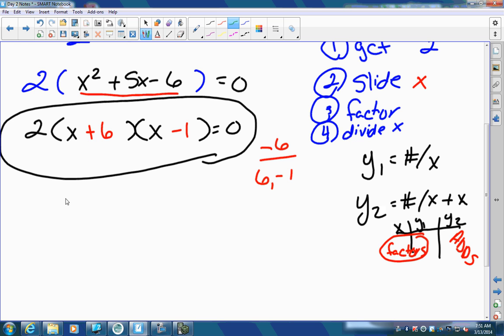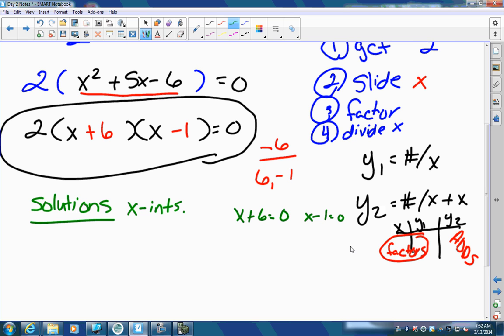Now, if it asks me for my solutions, it's asking me where does this cross the x-axis? What's the x-intercepts? You can either go x plus 6 equals 0, x minus 1 equals 0 and solve, or what's the opposite of plus 6? Negative 6, 0 is where it's going to touch. Opposite of negative 1, positive 1, 0. If you don't believe me, put that in the handy dandy calculator and press graph and it'll show you.